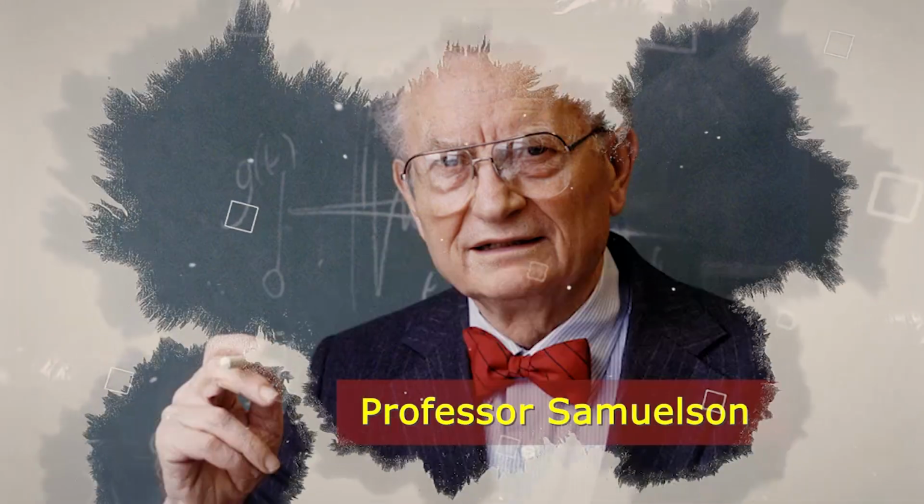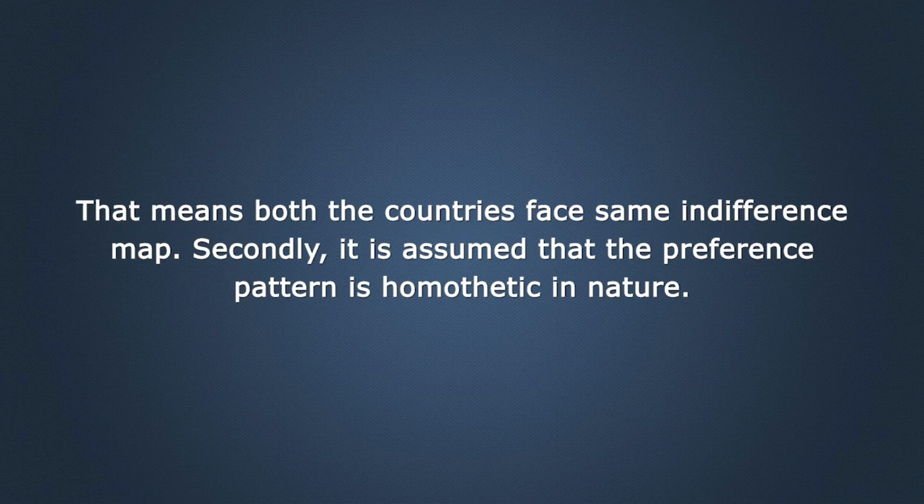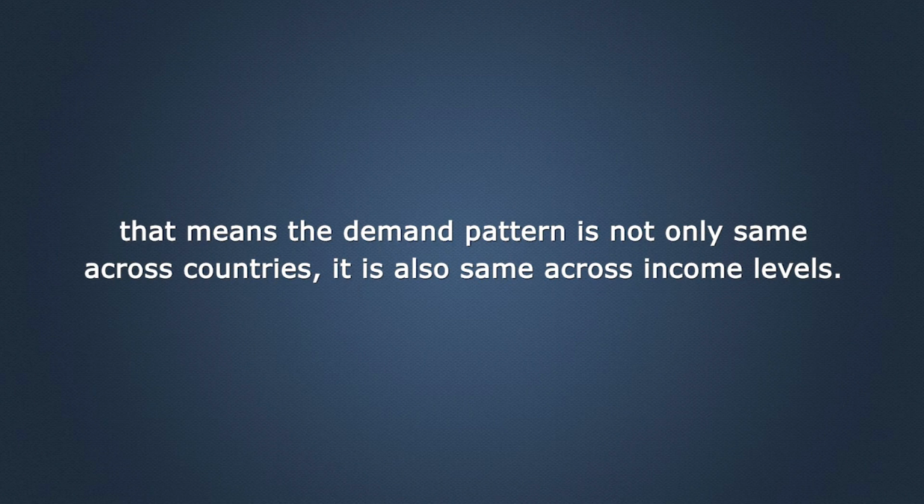Next, we consider two additional assumptions that are proposed by Professor Samuelson to overcome this problem. Now the additional assumptions are: it is assumed commodities X and Y are preferred in the same way in both the countries. That means both the countries face the same indifference map. Secondly, it is assumed that the preference pattern is homothetic in nature. That means the demand pattern is not only the same across countries, it is also the same across income levels.